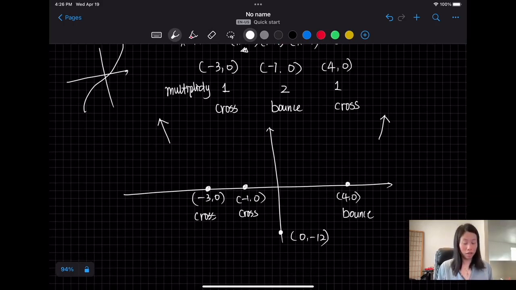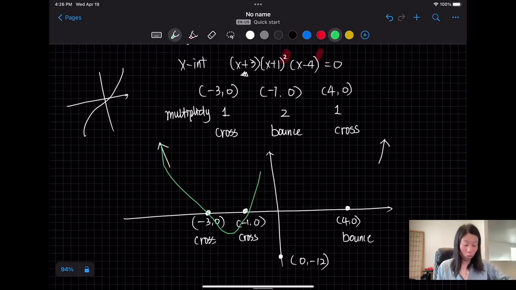Now, with all of this information, we can connect everything together. I cross the first intercept and go up. Well, if I go up, I can connect back to my y-intercept. But my y-intercept has to be up. That means I did something wrong, so I need to go back and check what's going on.